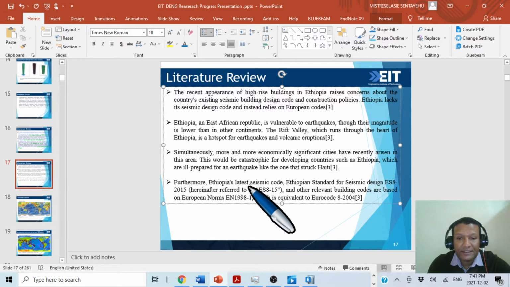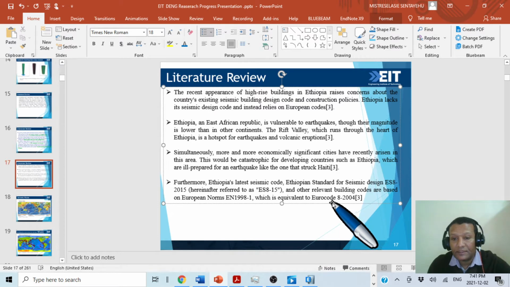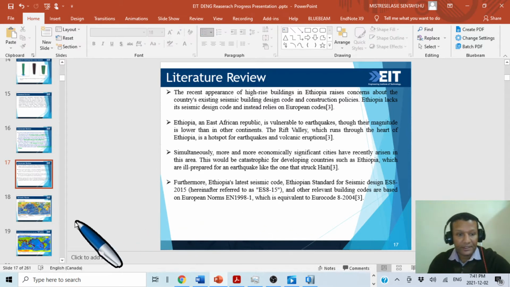Furthermore, Ethiopia's last seismic code, Ethiopian Standard for Seismic Design, ES 2015, hereafter referred to as ES 8:15, and other relevant building codes are based on European Standard EN 1998-1, which is equivalent to Eurocode 8 2004. So we adopt it directly from Eurocode. We are still using Eurocode, or European norm 1998.